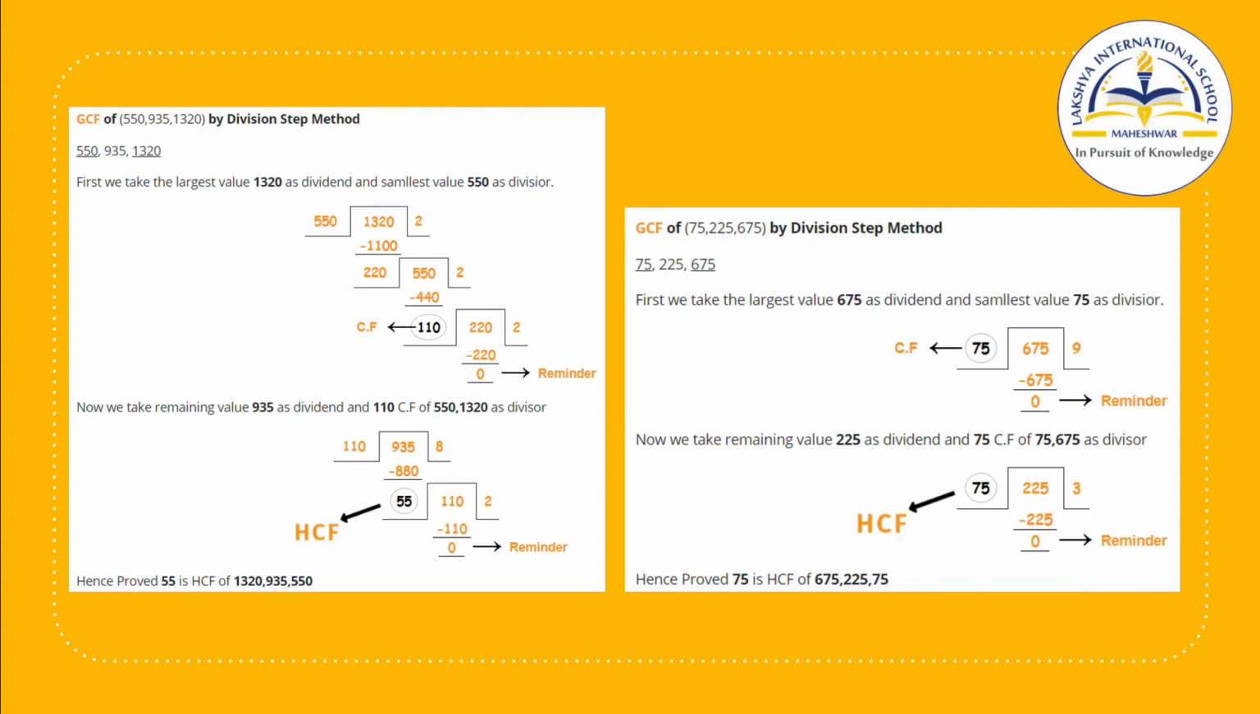Now we have to find out highest common factor among three numbers. We have calculated from these two numbers. Okay, now we have to take 935 as dividend and 110, which is our answer of the first two numbers, as a divisor. So when we divide by this we will get our answer 55 as HCF. So you have to practice these questions, then you will get your answers.